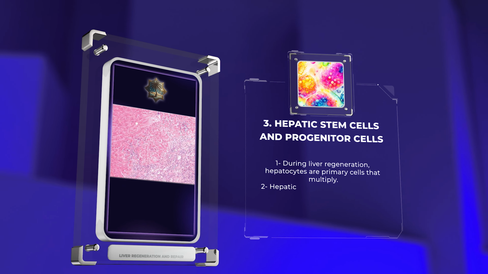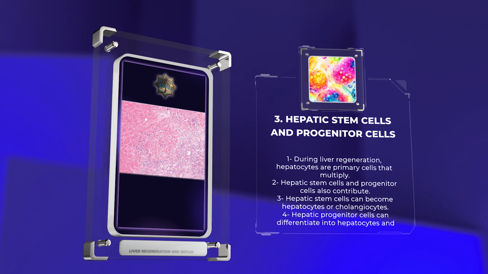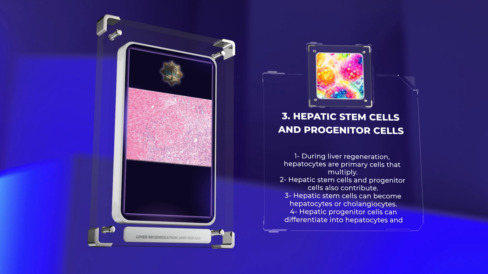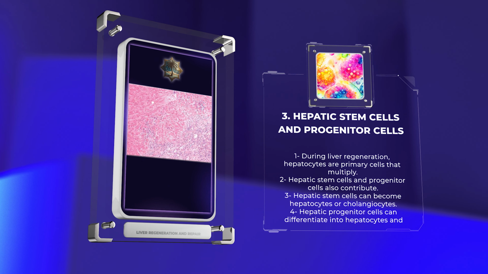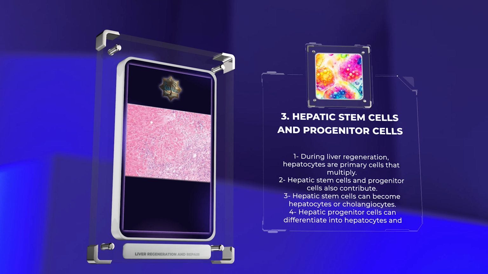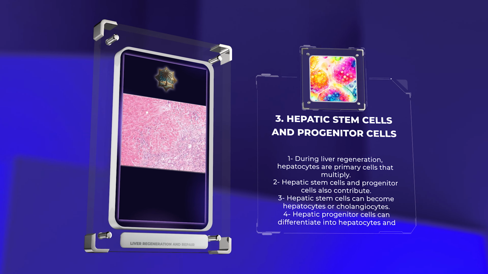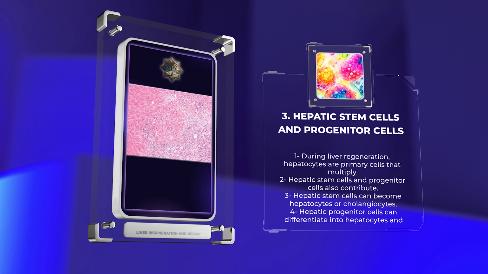During liver regeneration, hepatocytes are the primary cells that multiply. However, hepatic stem cells and progenitor cells also contribute. Hepatic stem cells are rare and can become hepatocytes or cholangiocytes. Hepatic progenitor cells, or oval cells, can differentiate into both hepatocytes and cholangiocytes. These regenerative cells are essential when hepatocyte replication is inadequate. They restore the liver's cellular population and function.